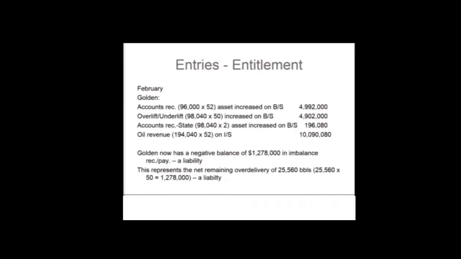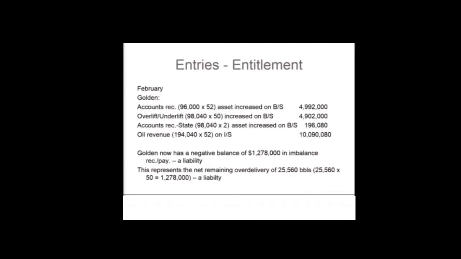So last month I decreased my over-under account by more than this, 123,600 times 50. Well, I'm making up for 98,040 of that this month. It was created when the price was 50, so it has to come out of the over-under account at 50. If I put it in at 50, it has to come out at 50. So I'm increasing the over-under account by 98,040 barrels at 50 for $4,902,000. The difference is the $2 price difference, right?